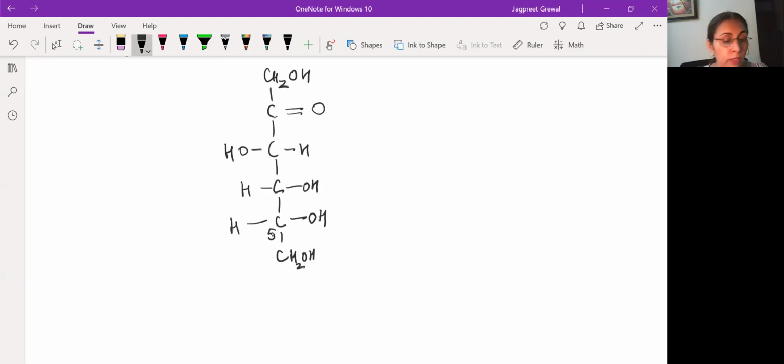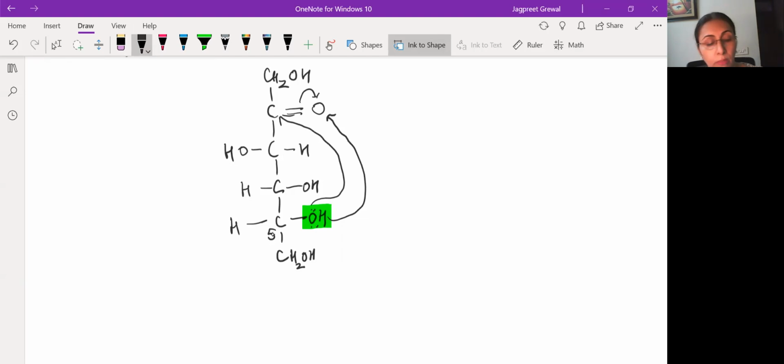Now this OH from here, the oxygen which carries a lone pair, acts as a nucleophile. So what will it do? It will attack the carbonyl carbon, whereas the hydrogen will attach itself to this oxygen. Okay, so this is how the reaction will proceed.